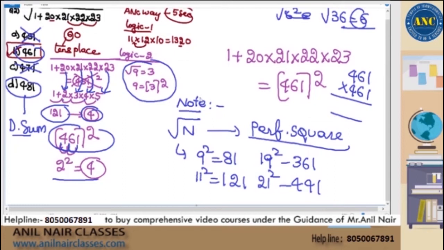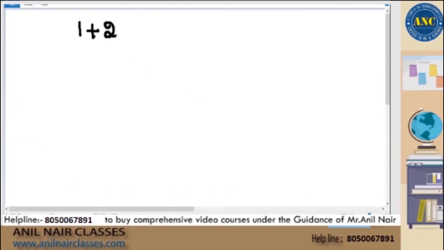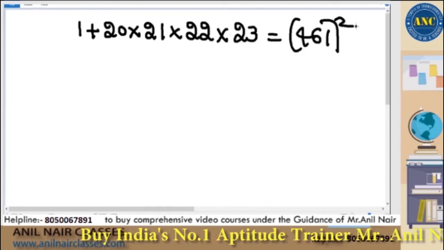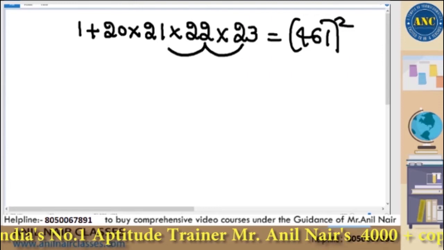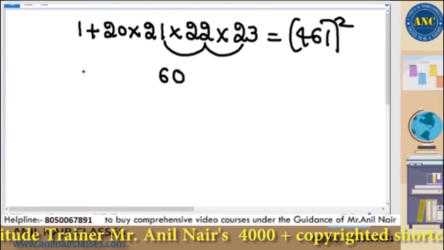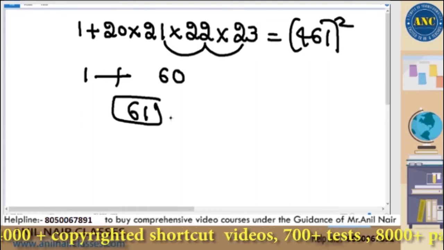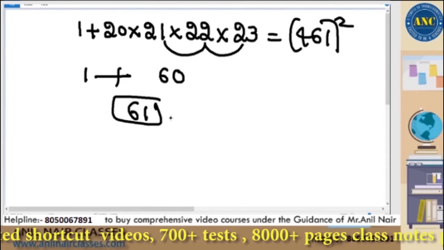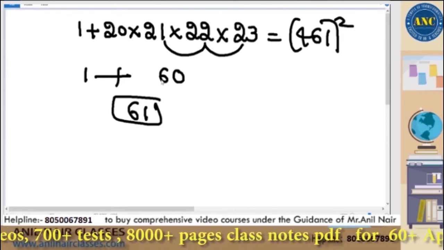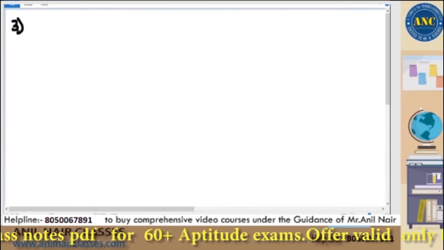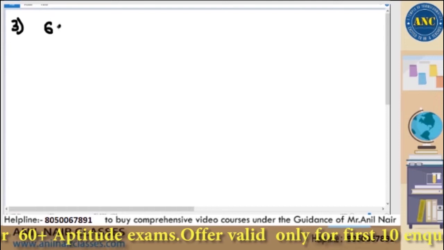Understood the logic, beta? It is like this. I solved 1 plus 20 into 21 into 22 into 23. I removed it, so it will be 461 square I wrote. Why the tens digit? 3 2s are 6, 6 1s are 6. It is 0, 0, 6 plus 1, so it has to be 61. I hope it is clear, right, sir? Second question, third question. Every question has some concepts which we are discussing. Third one is taken from an IBPS question.